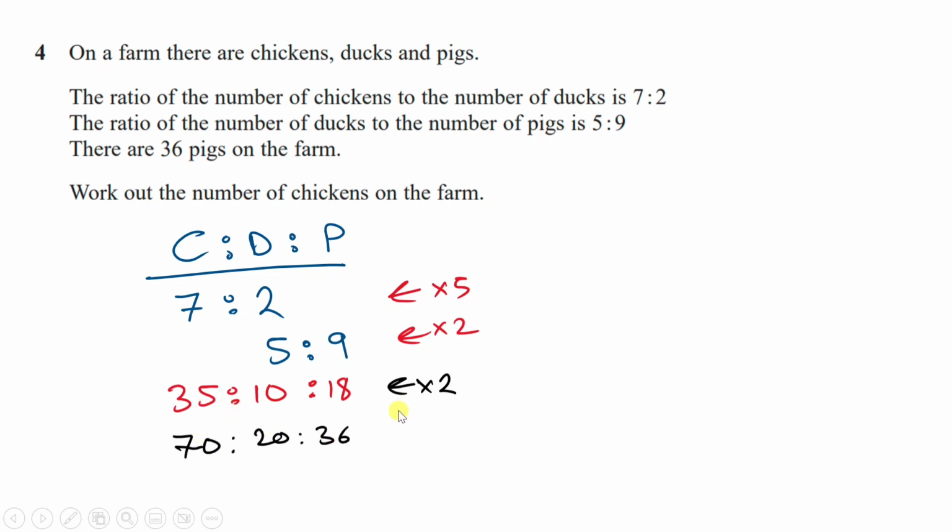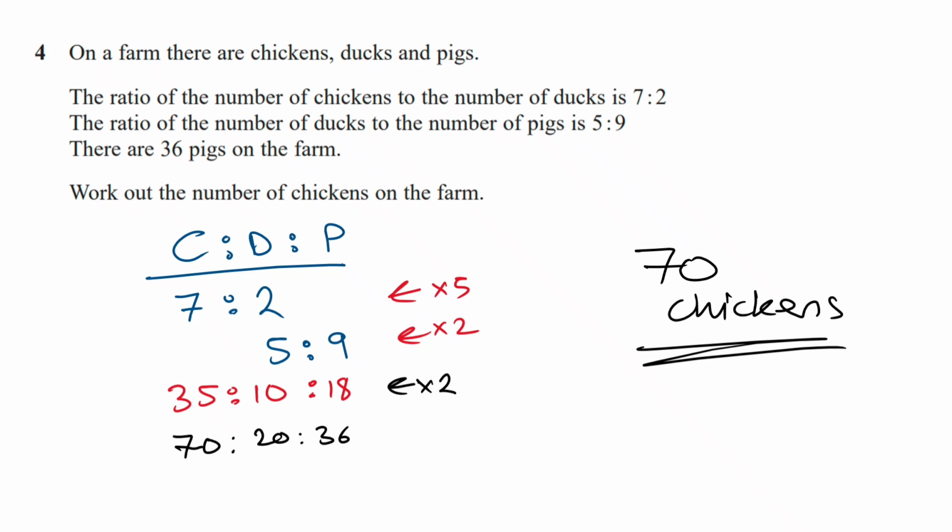And I think we're done. So we can see there are 36 pigs there, there are 20 ducks, and there are 70 chickens. That's it, yeah? That's 4 done.